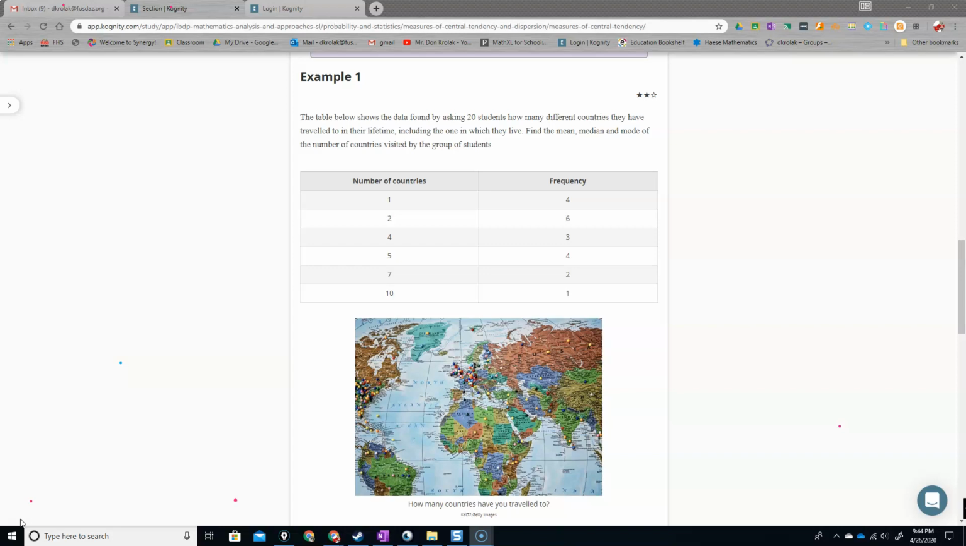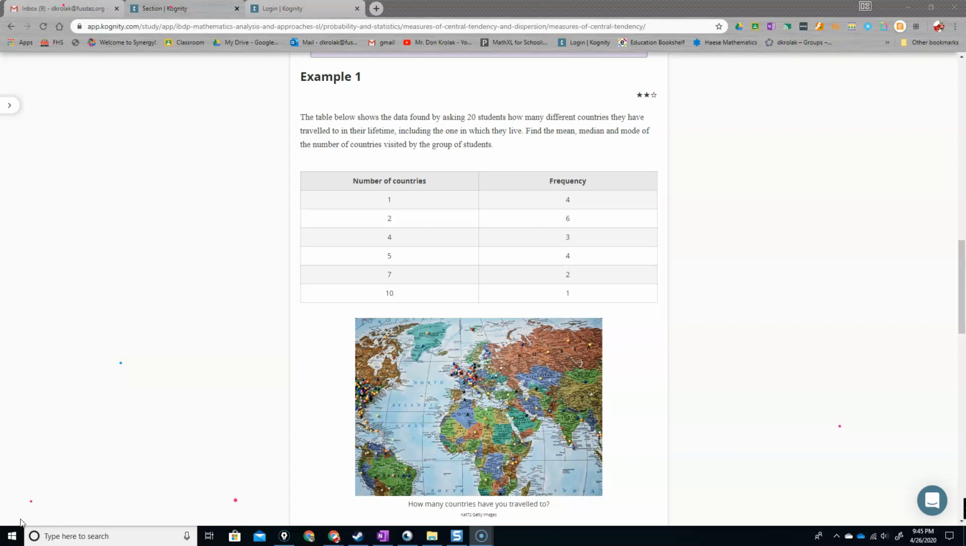All right, so here we have a frequency table. The table shows the data found by asking 20 students how many different countries they have traveled to in their lifetime, including the one in which they live. Find the mean, median, and mode. So we're doing it from a frequency table.